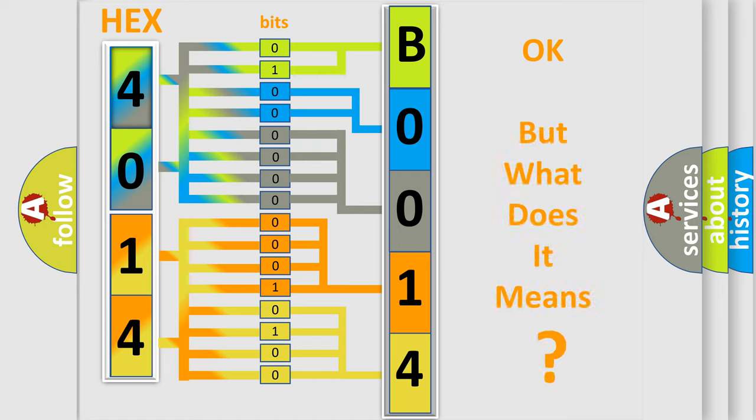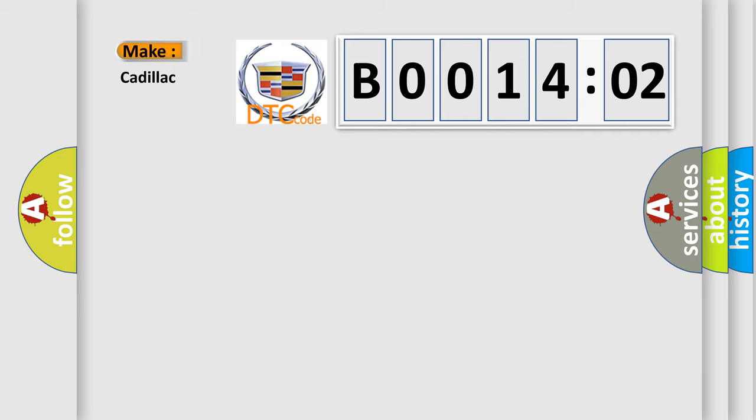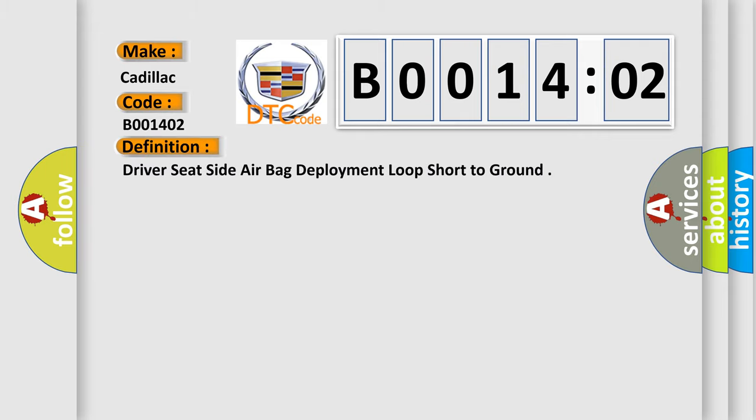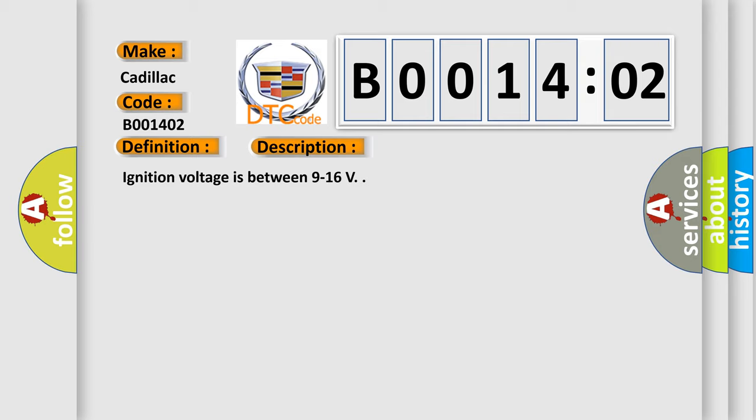The number itself does not make sense to us if we cannot assign information to what it actually expresses. So, what does the Diagnostic Trouble Code B0014-02 interpret specifically for Cadillac car manufacturers? The basic definition is driver seat side airbag deployment loop short to ground. And now this is a short description of this DTC code. Ignition voltage is between 9 to 16 V.